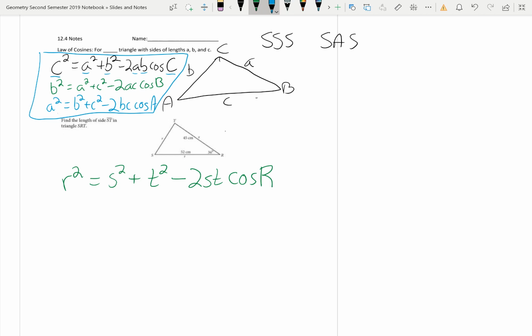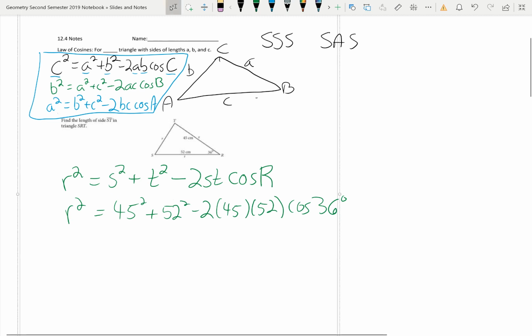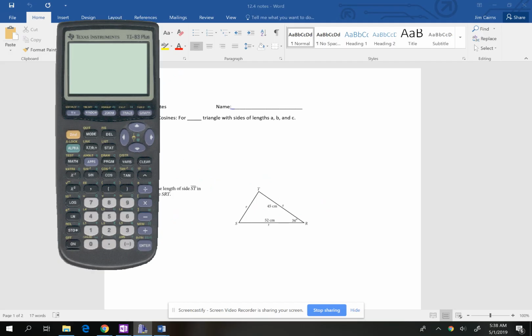And so down here in this one, let's go ahead and just plug everything in. So r squared equals s is 45 squared, and t is 52 squared minus 2. Now, what do we multiply by here? Well, 45 times 52 times the cosine of 36 degrees. Okay, so now that we have this, the next step is just going to be plugging all of that into the calculator. So it kind of is a plug and chug problem. I'll go ahead and do that here.